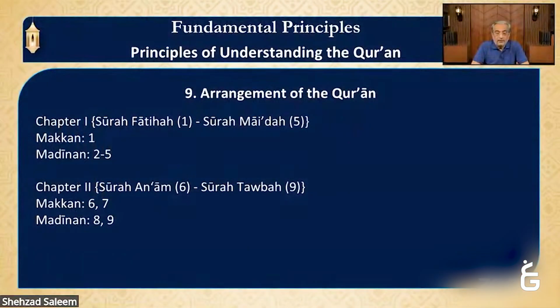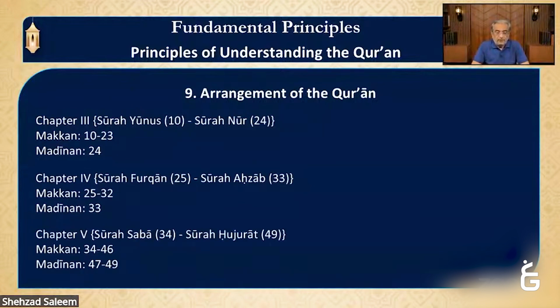So, as far as this chapterization is concerned, you can see this being displayed before you. Chapter number 1 consists of Surah Fatiha. It starts off with Surah Fatiha and ends on the 5th Surah, Surah Maida. The Meccan surahs, of course, just one Meccan surah, which is Surah Fatiha, the first surah, and the next 4 are Medinan surahs. Chapter number 2 starts off with Surah Anam and it ends on Surah Tawbah, the 9th surah. The first 2 surahs are Meccan and the last 2 surahs are Medinan.